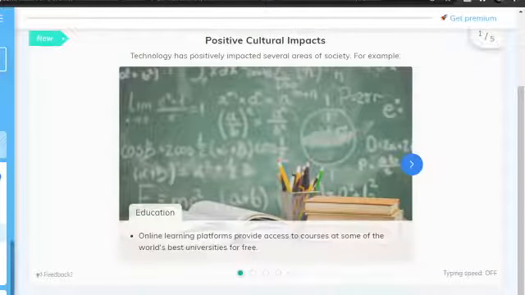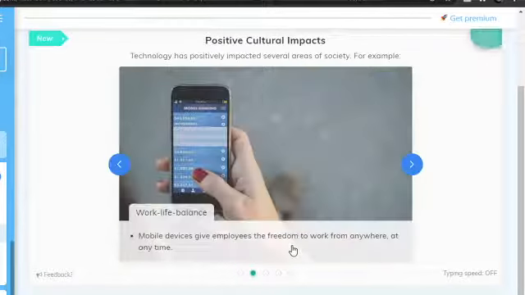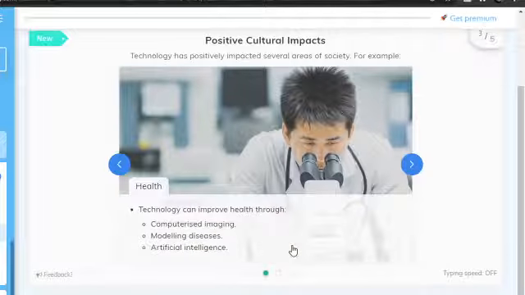Cultural issues. So this would be stuff like, in education you can't use computers because it's better to do stuff purely. So online learning provides access to some of the best universities for free. Work-life balance. Positive cultural impacts. Mobile devices give employees the freedom to work from anywhere, like obviously COVID.